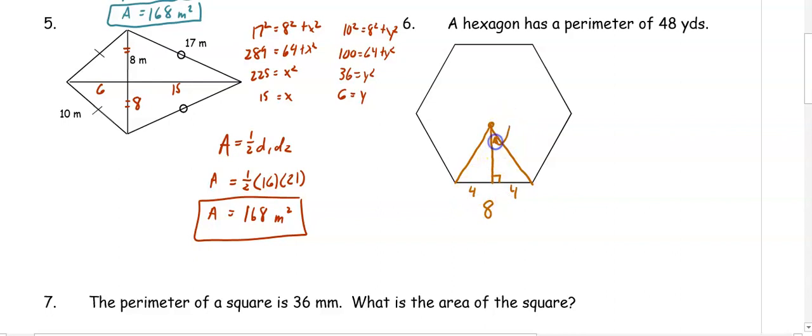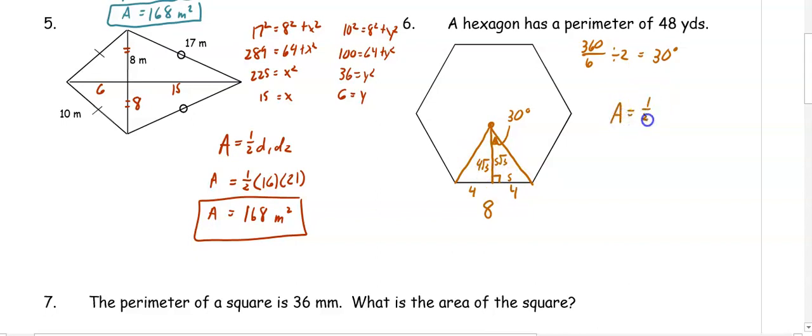Remember, in a hexagon, we have 360 divided by 6 sides, divided by 2, gets us 30 degrees at the top. So your apothem is always the S root 3 side of a special right triangle. So if S is 4, your apothem is 4 root 3.